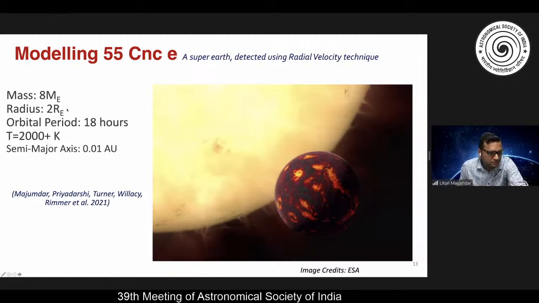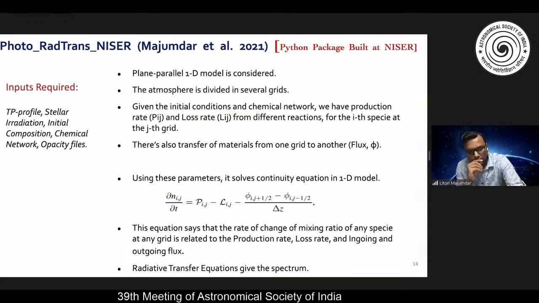The radius is 2 Earth radii. The orbital period is very short, 18 hours, and the temperature is around 2000 Kelvin, and the distance from the star to the planet is around 0.0 AU. So we looked at the composition of this particular exoplanet and tried to understand whether there is any future possibility to observe different atmospheric gases from it.